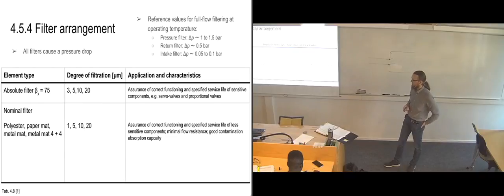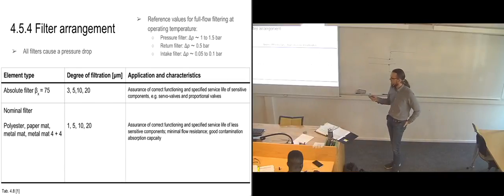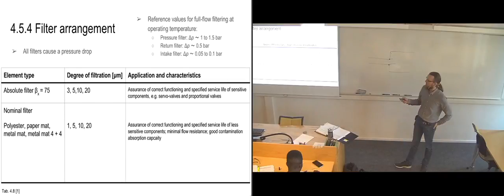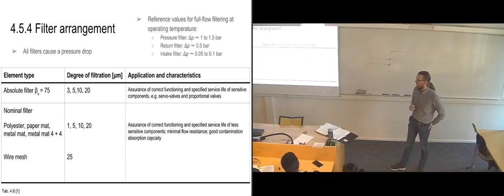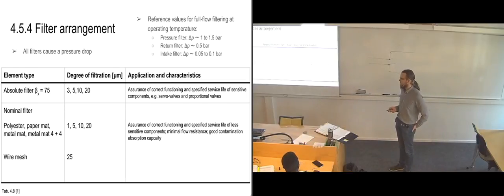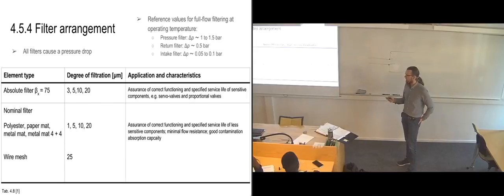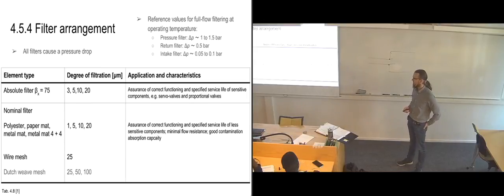But now for less sensitive components. So even though they can filter down to quite small particles, they're still used for less sensitive components. Then you have wire mesh. They're only at 25 micrometers. And you have Dutch weave mesh, which is even larger particles.